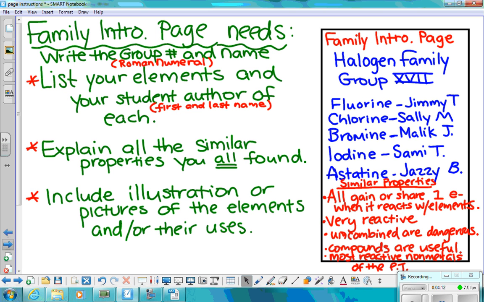Then I list my similar properties, and I write as many as I can find down there. I ran out of room, didn't have enough room for illustrations. If you have room or extra room, please add illustrations to your family introduction page.